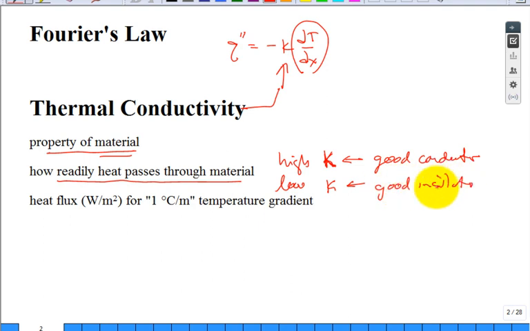Sometimes we want to promote heat transfer. We want to select materials with high thermal conductivity. Sometimes we want to make it insulation, so we want low. And so you can interpret it like this.